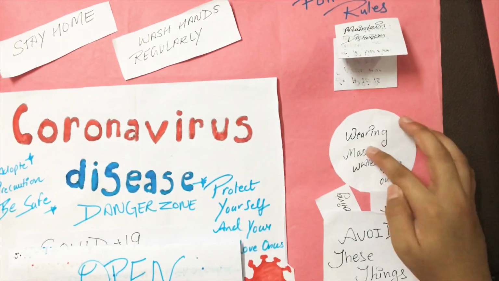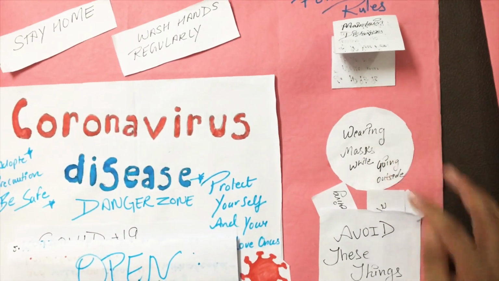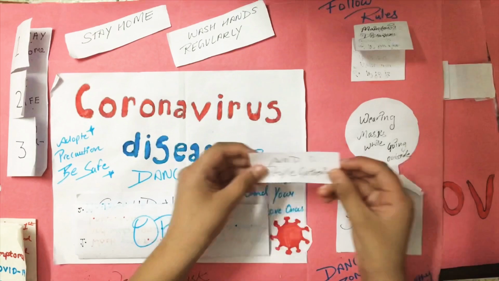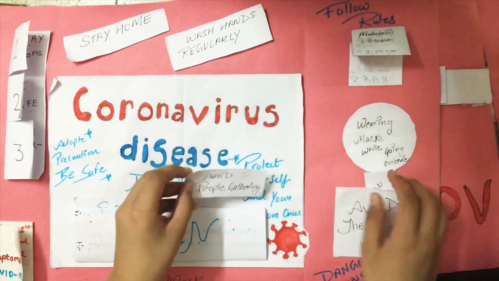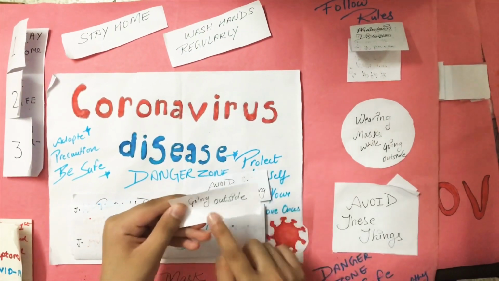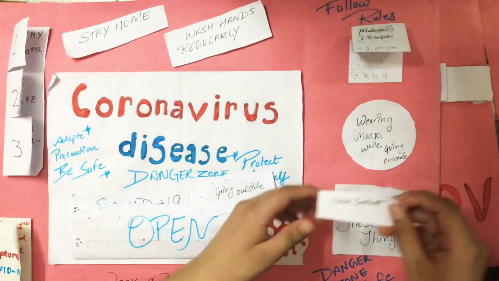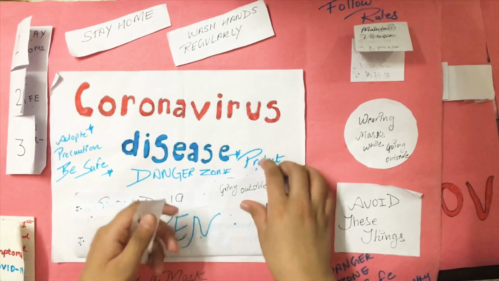Now, wearing mask while going outside. Avoid these things. First is avoid people gathering. Second is going outside. Third is close contact.